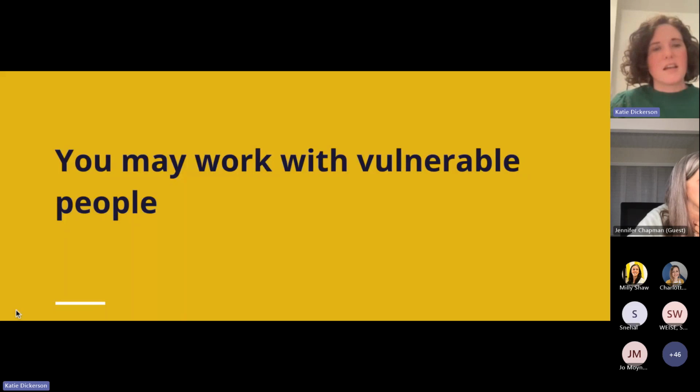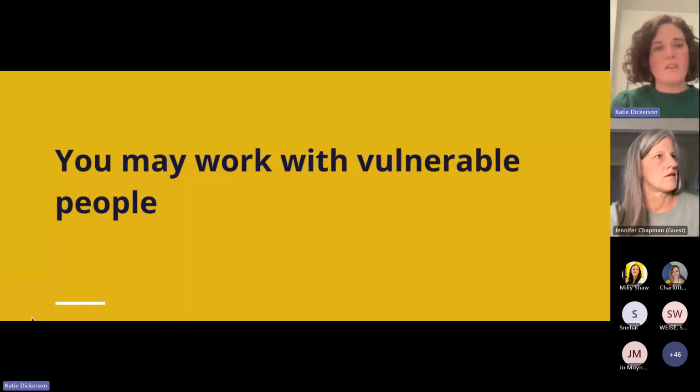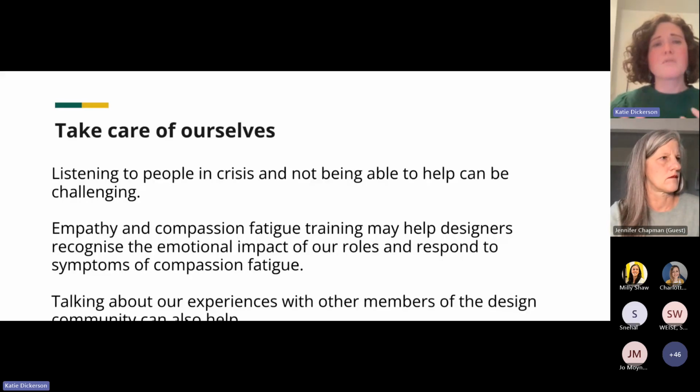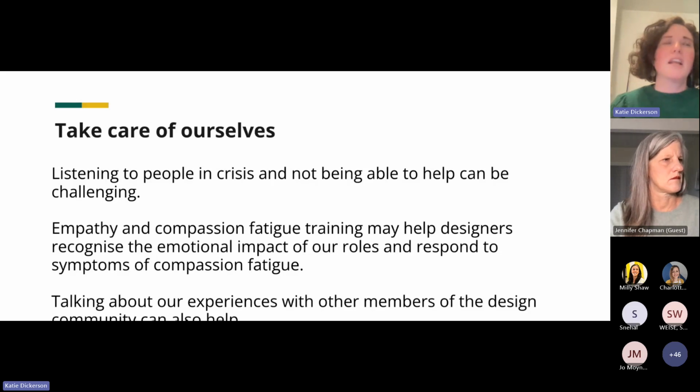Coming back to this challenge around working with vulnerable people. I think it's really important for us as designers to take care of ourselves, because listening to people in crisis and not being able to help can be challenging. Empathy and compassion fatigue training may help designers recognize the emotional impact of our roles and respond to symptoms of compassion fatigue. But also talking about our experiences with other members of the design community can help, and that's where those connections become so important.